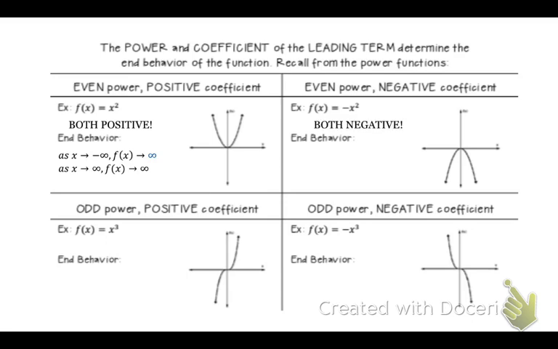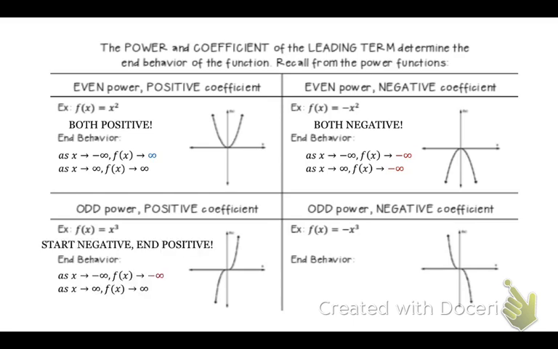This one, they're both negative, so that means they're both going towards negative infinity. This one starts negative and ends positive, so the first one's going to be negative, the second one's going to be positive. Because as x goes to negative infinity, f of x is going down, so that's the negative infinity. As x goes to positive infinity, f of x is going up, so that's the positive infinity.